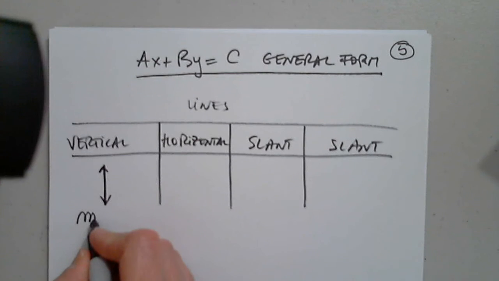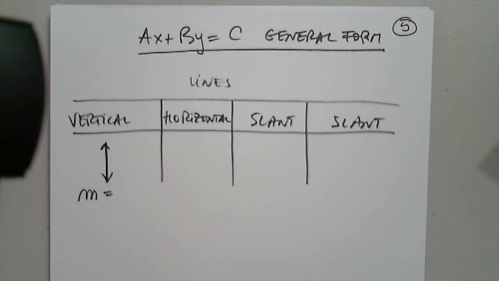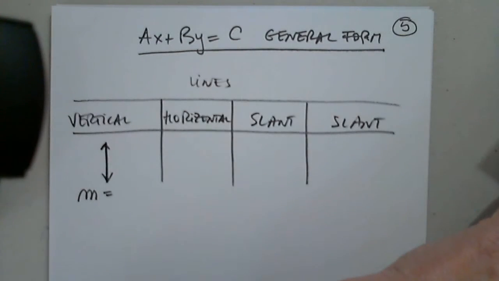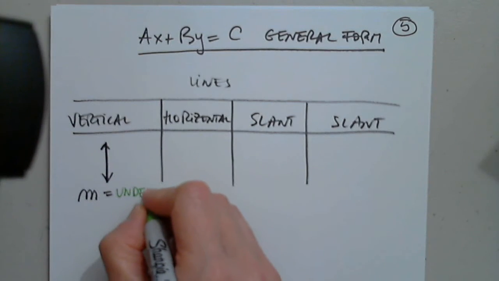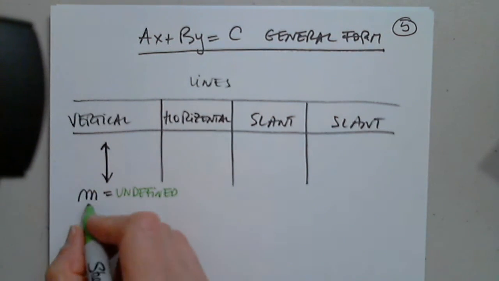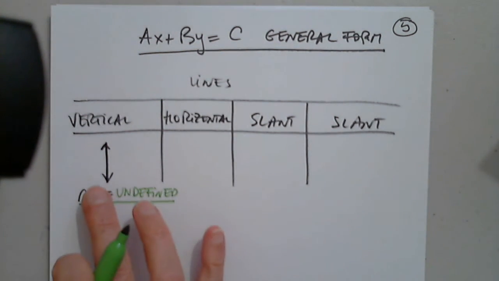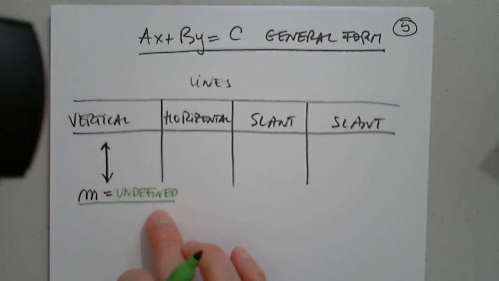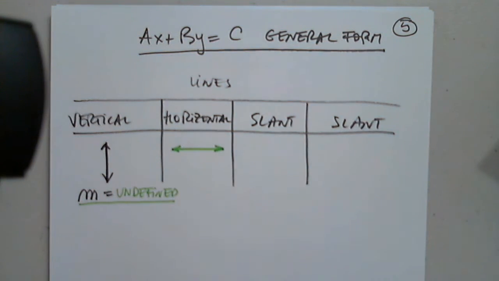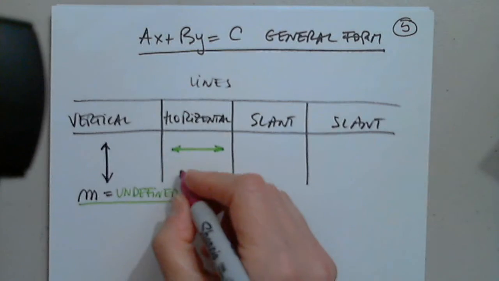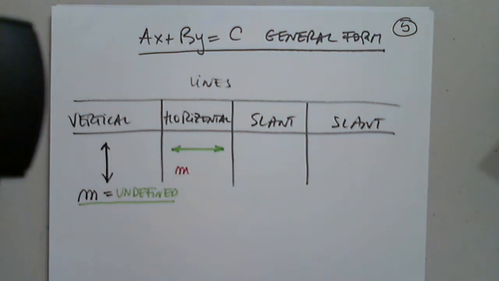Can anyone give us the slope of any vertical line? Undefined. Thank you very much. A vertical line, first of all, is not a function, and it has a slope undefined. Here's horizontal. Anyone other than Nick can tell us what is the slope of the horizontal line? Isn't it 0? Excellent, indeed. Slope of a horizontal line.